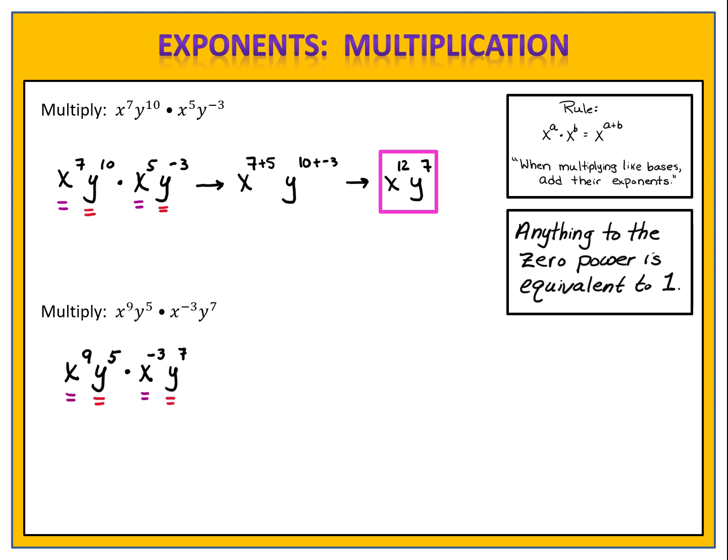We have two separate bases, x's and y's. We take the x's and add those exponents together, 9 and negative 3. We then take the y's and add those exponents together, 5 plus 7. We perform the addition, x to the 6th and y to the 12th, and that's our final answer.